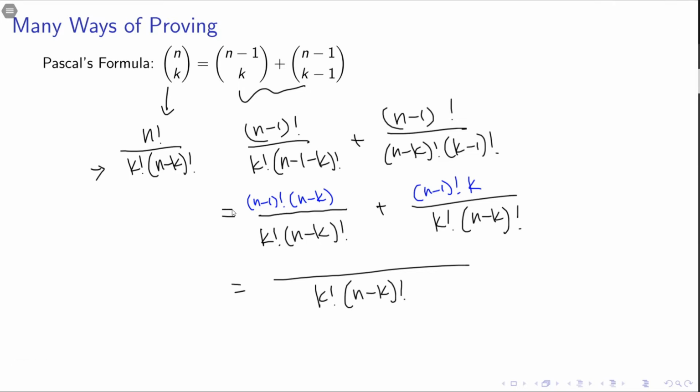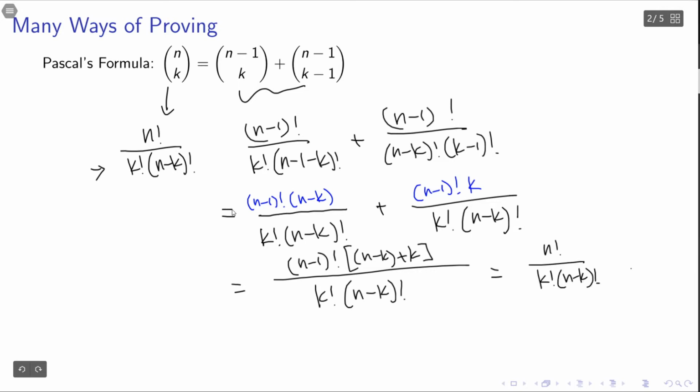So I just need to write the top to match simply n factorial, and that's easy to do here. If you factor out n minus 1 factorial, you'll be left with n minus k plus k, therefore giving you n minus 1 factorial times n, which is just n factorial. Right, and so this proves Pascal's formula using simply algebra. We just manipulated the right-hand side and showed that it's equal to the left.